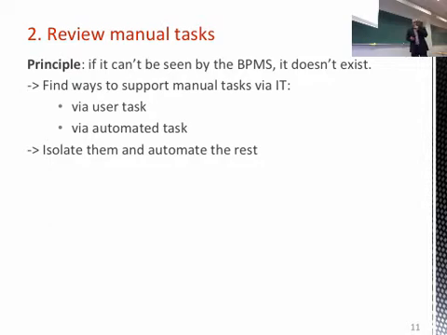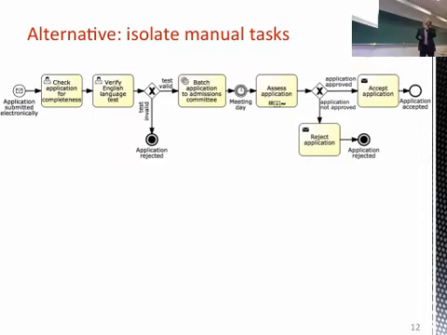Or if we cannot track the manual task, this is called tracking the task. We're not automating the task in any way, we're just tracking it. If I cannot track the manual task, I will have to isolate the manual task and automate the rest and leave that manual task out. The standard trick for that: here I have a process for handling university admissions. There is a point where a lot of checks are done on the application, submitted electronically. And at some point in time, this is batched and sent for assessment to a committee, right?